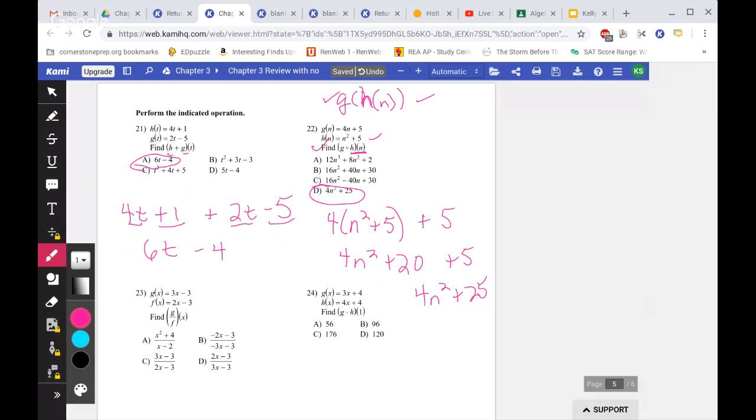All right, now on number 23, that's G divided by F defined at X. Is it C?